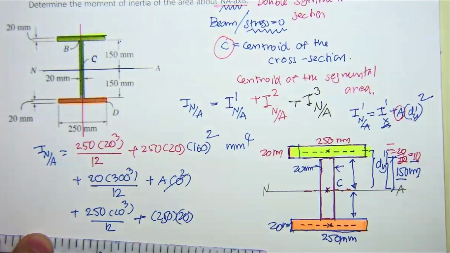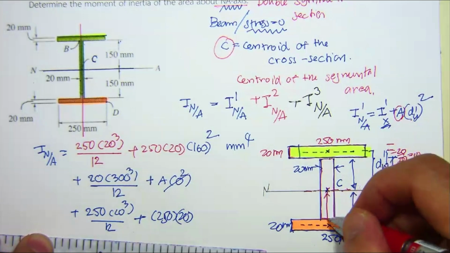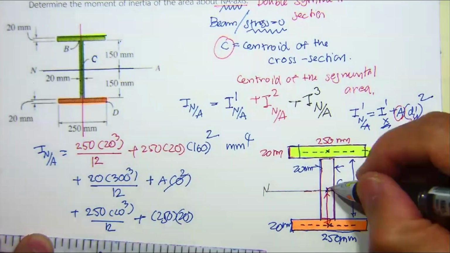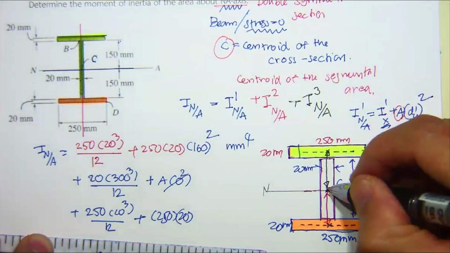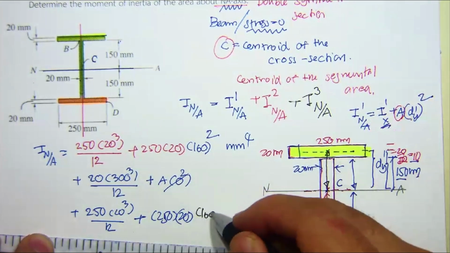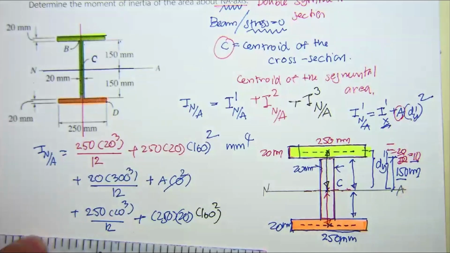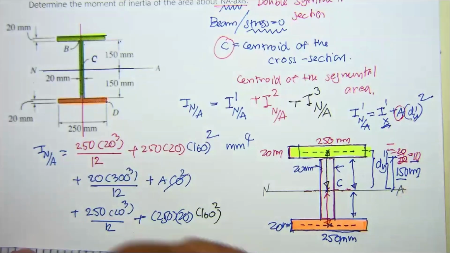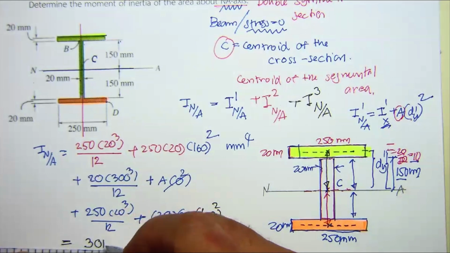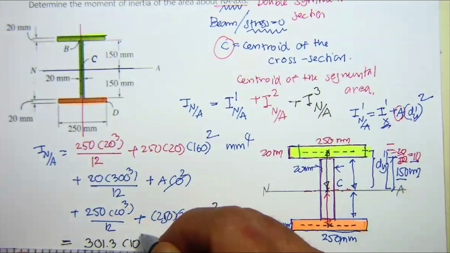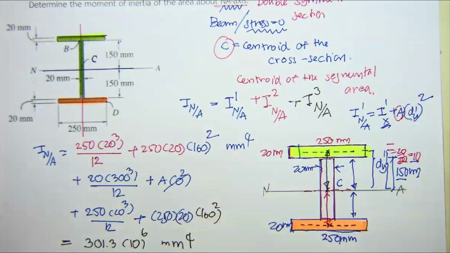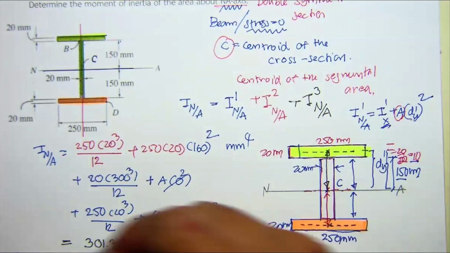And then we have the distance from here to here. You may notice that the distance from here to here, the black and the red, they are the same. It's going to be 160 square. So, in short, you put everything in your calculator, you should get 301.3 times 10 power 6 millimeter power 4. Okay, that's going to be the answer.